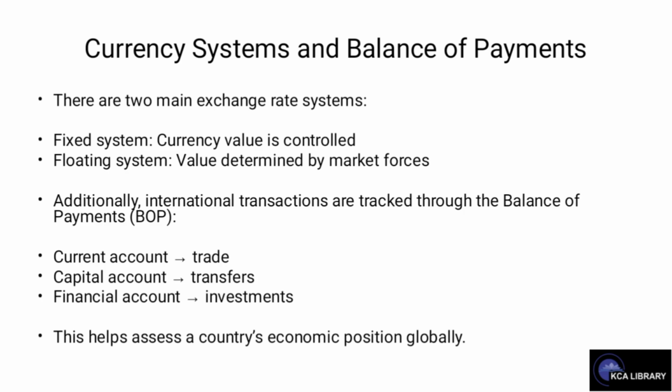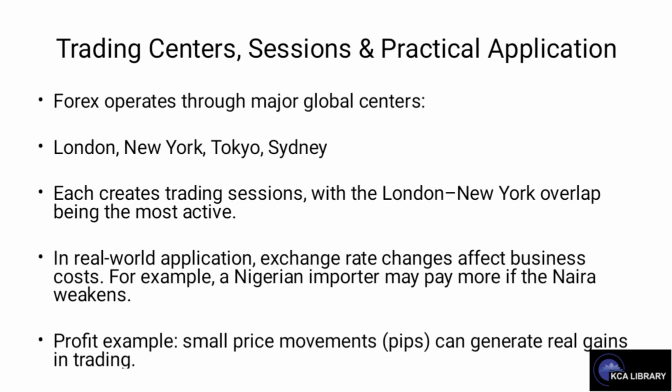Now, what about balance of payments? International transactions are usually tracked using this. And there are three kinds of accounts under the balance of payments. We have the current account. This is the trade account, where trade transactions are recorded. The capital account is where transfer of assets is recorded, while the financial account is where investments are recorded. This helps assess a country's economic position globally.